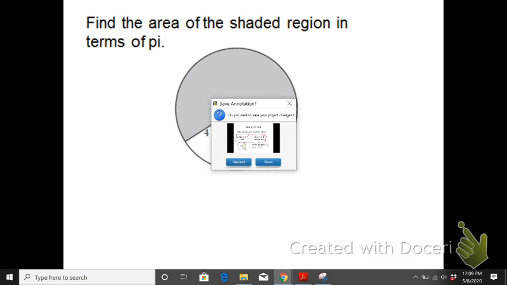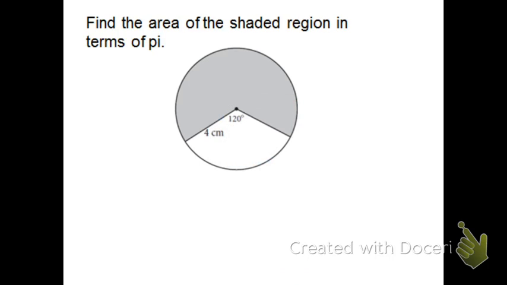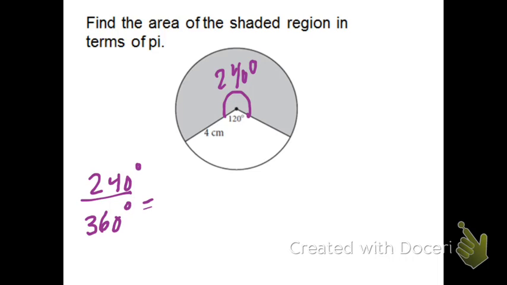So, in this example, we have to find the area of the shaded region. So the first thing we want to do is find the central angle that corresponds with the shaded region. So that would be 240 degrees because a full circle is 360 and that other central angle is 120. So we'll set up a proportion by doing 240 over 360. Now, you can leave it like that, or if you want to simplify a little bit, we can simplify that to 2/3. And now we're going to set that equal to the area of the sector, which is what we don't know, over the area of the whole circle, which would be 16 pi.